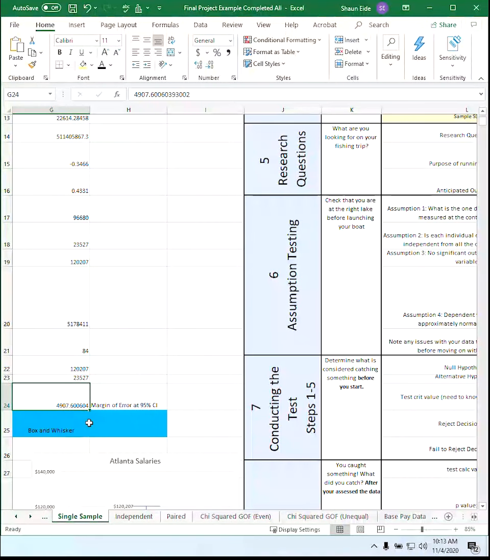This margin of error, though, is based on the sample standard deviation. It's not based on the population standard deviation. So if you calculate it based on the population standard deviation, it's going to be different. So just be very aware that this is the margin of error for the sample.